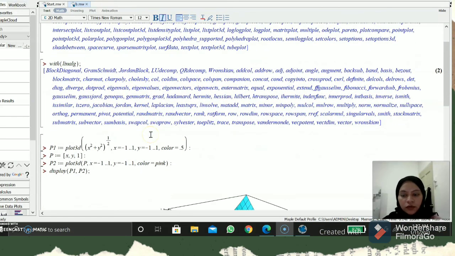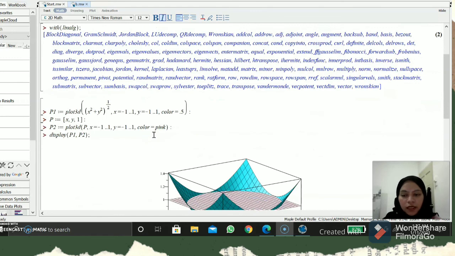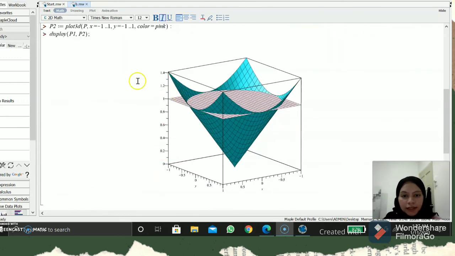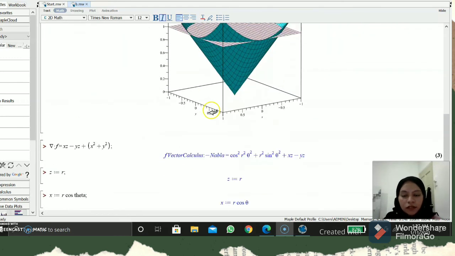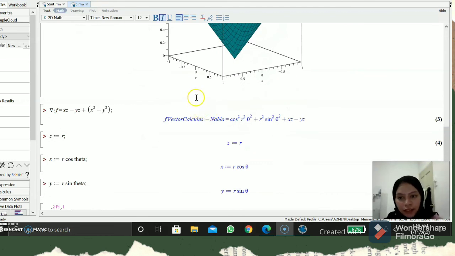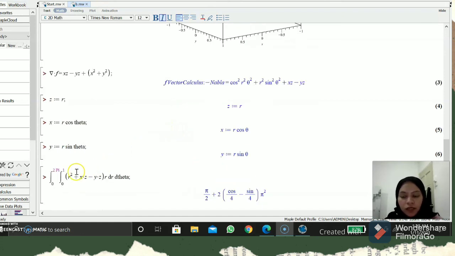Okay, so I will continue with 4b. From the question, we can plot the graph like this. So we will continue with the calculation. So z equals r, and then x equals r cos theta, and y equals r sin theta. And then we double integrate r squared plus xz minus yz, and then we will get the final answer as pi over 2 plus 2 bracket cos over 4 minus sin over 4 pi squared.